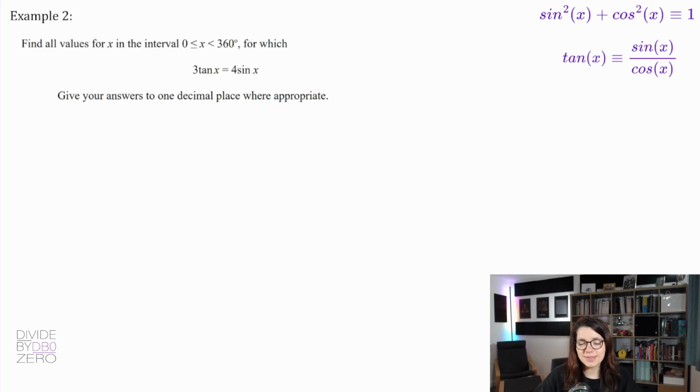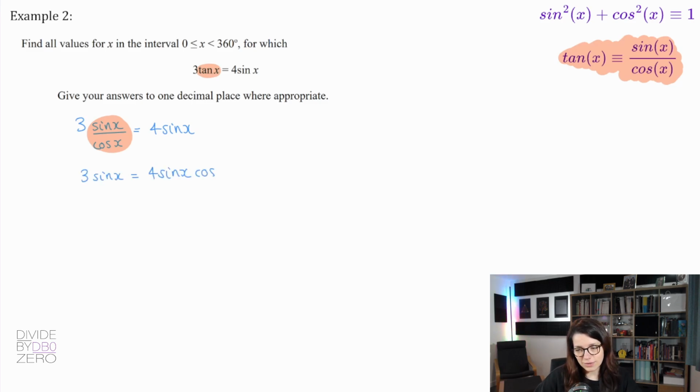So first thing I'm noticing is that we have a tan x and a sin x in the equation. This is bad. Can't really solve an equation easily if we've got more than one trig function in there. So let's try to replace the tan x with sin x over cos x using that second identity. Now we can multiply up the cos x to get 3 sin x equals 4 sin x cos x. Then we can move everything over to the left. And then we can factorize out the sin x.